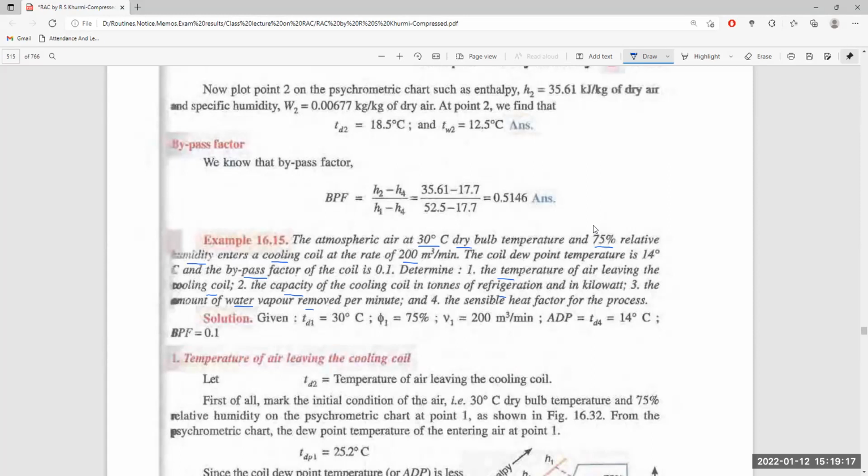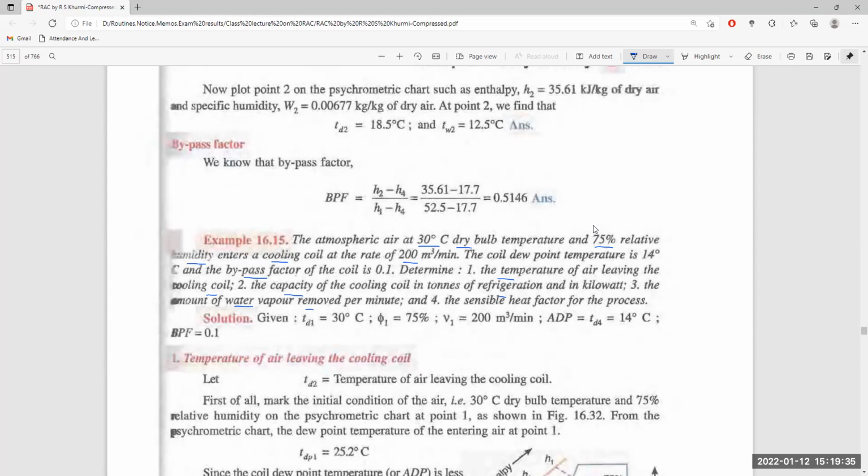Then the air enters a cooling coil at the rate of 200 cubic meter per minute, which means the rate of flow of the air and vapor mixture is 200 meter cube per minute. The coil dew point temperature is 14 degrees centigrade.